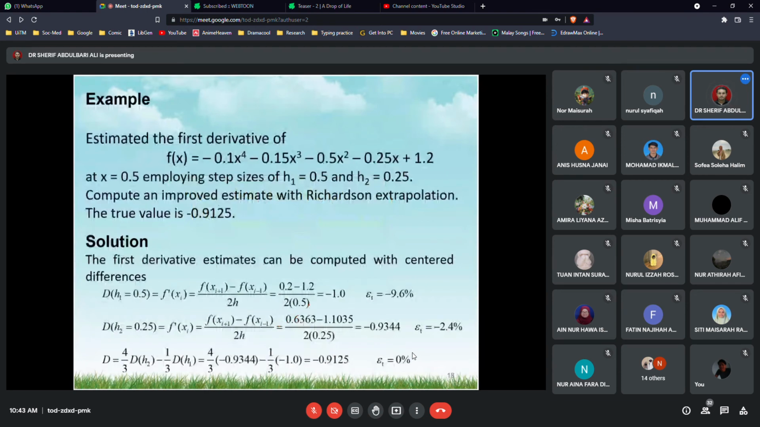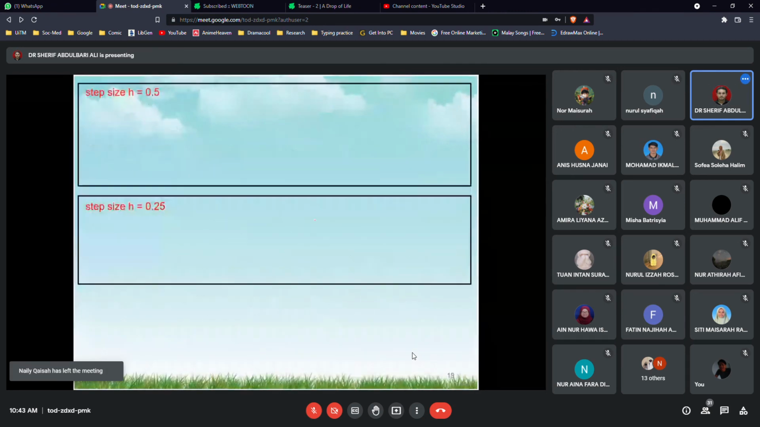This is the example. We need to estimate the first derivative of this function at x equal to 0.5. So my initial value of x is 0.5, and my step size h1 is equal to 0.5. Of course, h2 will be equal to 0.25. I need to find the improved estimate, where exactly my true value is this value here. So how to solve that? First I have my step size h. This is going to be h1 and this is h2.